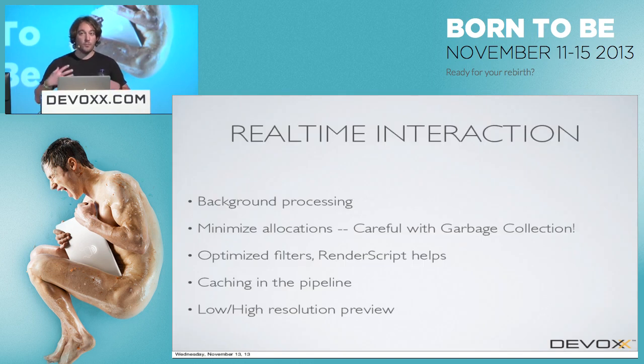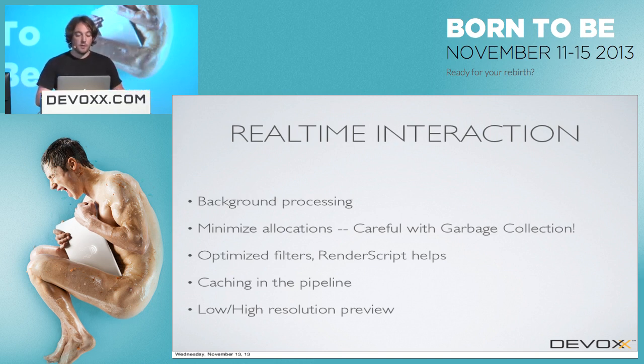So in terms of real-time interaction, how do we achieve that? Well, lots of background processing, clearly. Be very, very careful about allocating memory. The garbage collection is really what can kill you on the UI. As much as possible, pre-allocate stuff and reuse it. Of course, the filters are pretty optimized themselves, and Renderscript clearly helps a lot there. And we do some caching in the pipeline.